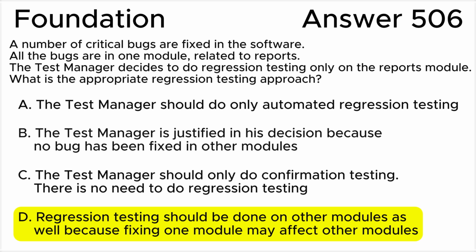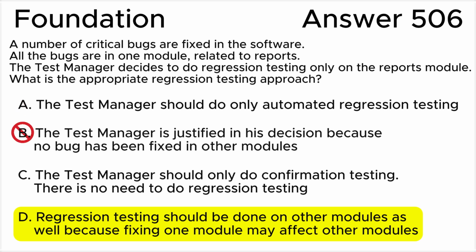All the rest of the answers are wrong. Answer A is not correct, because automated tests are helpful, but manual exploratory testing may be required for critical fixes. Automated tests might not cover all possible regression issues.